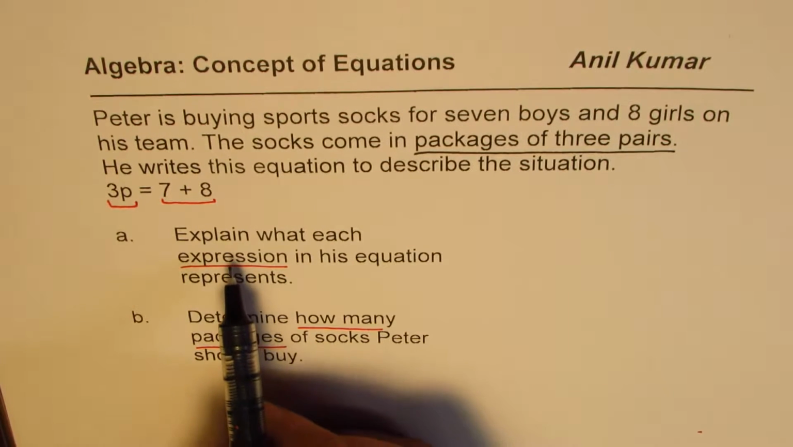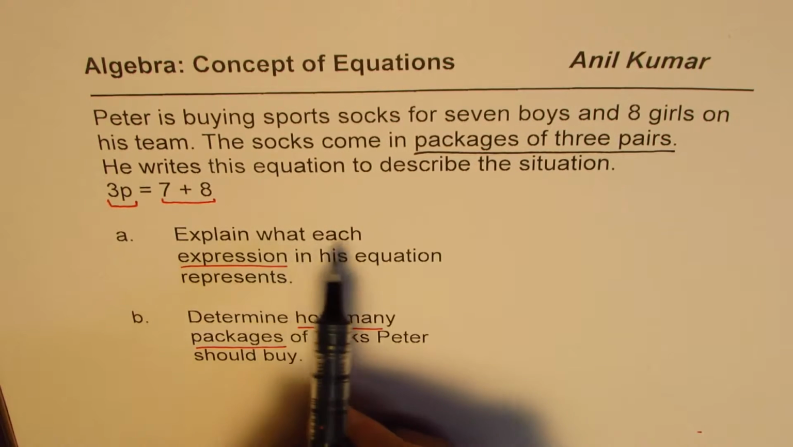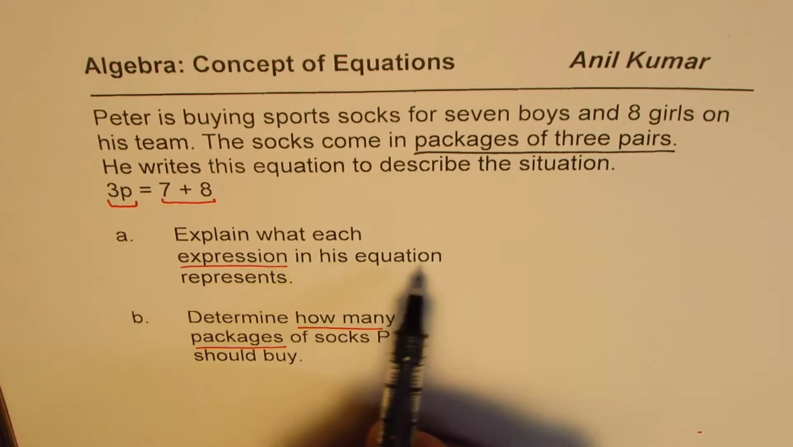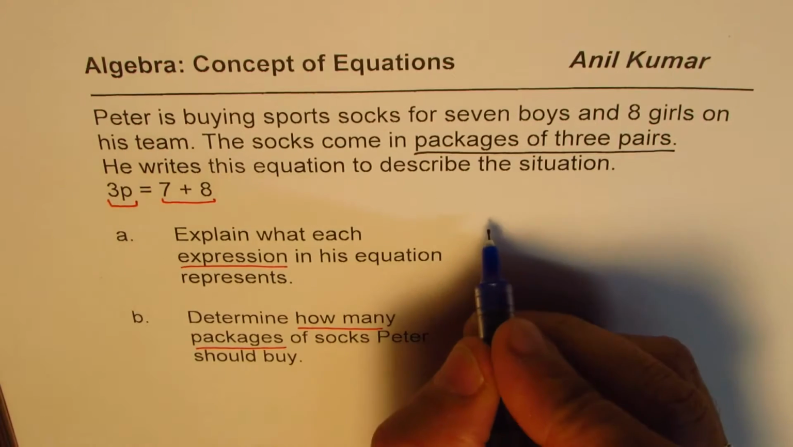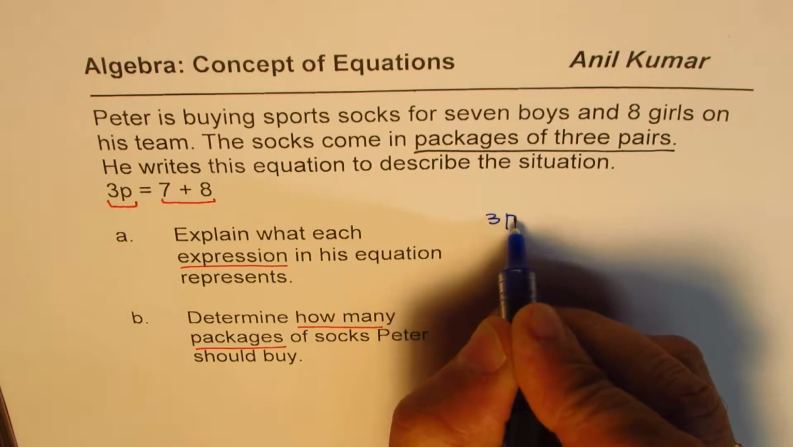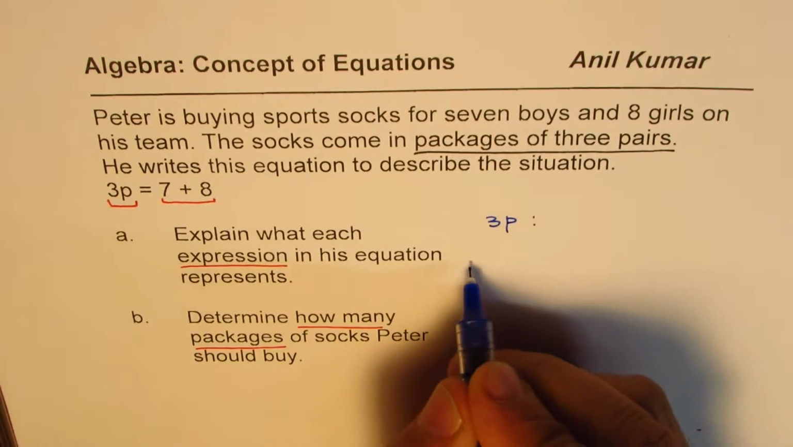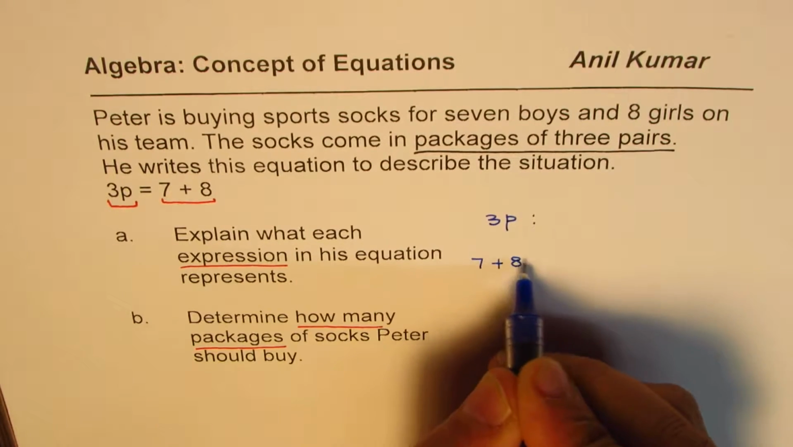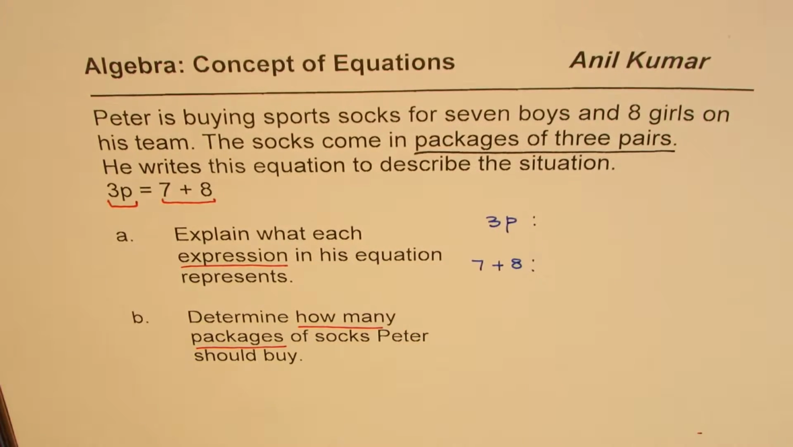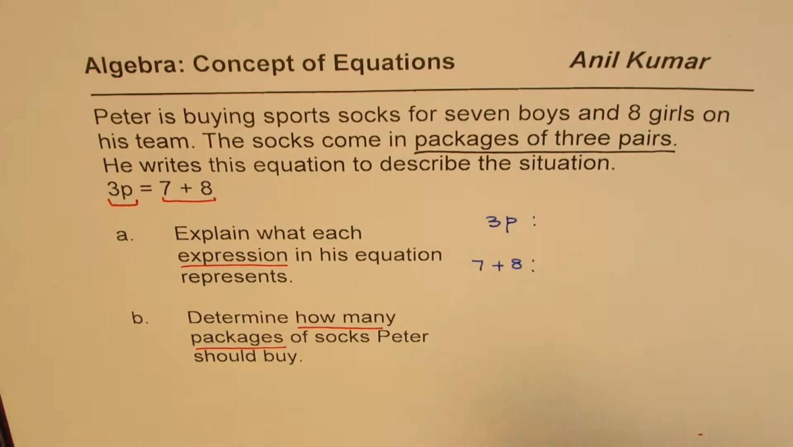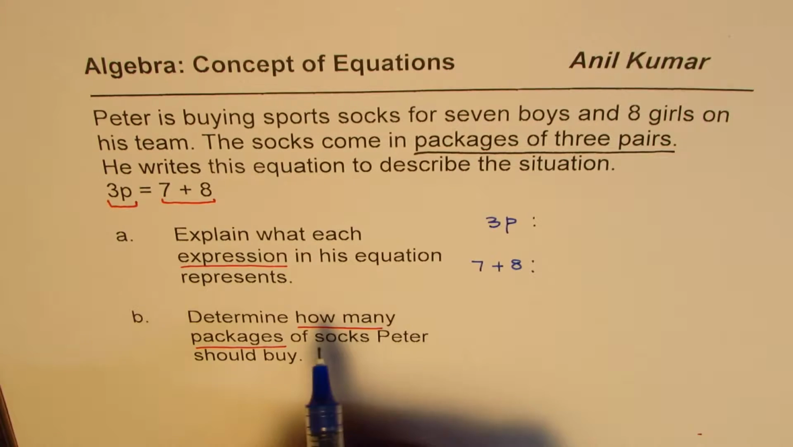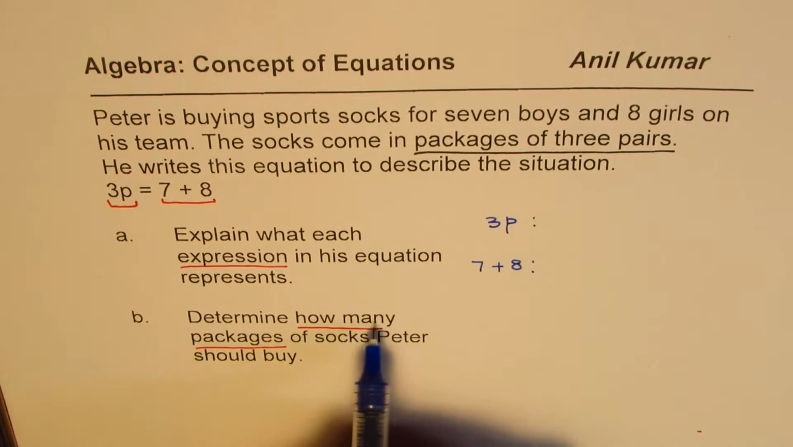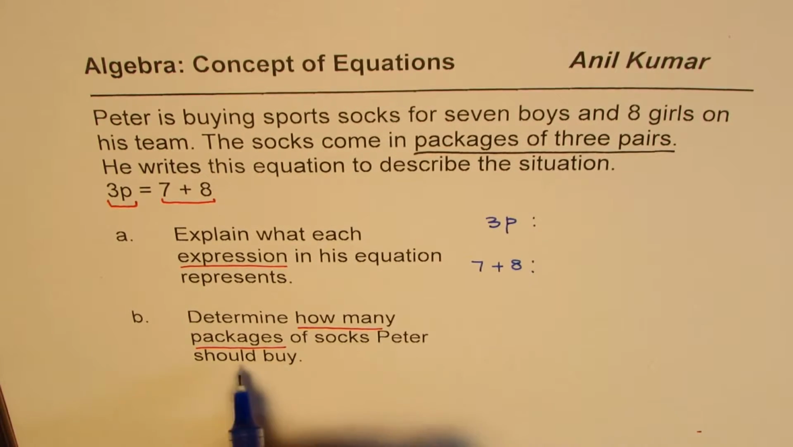Part A is explain what each expression in his equation represents. So there are two expressions. One is 3p, which you need to explain. The other one is 7 plus 8, right? These are the two expressions which you should be explaining. So 3p tells you how many socks are required, right? It says determine how many packages of socks Peter should buy.